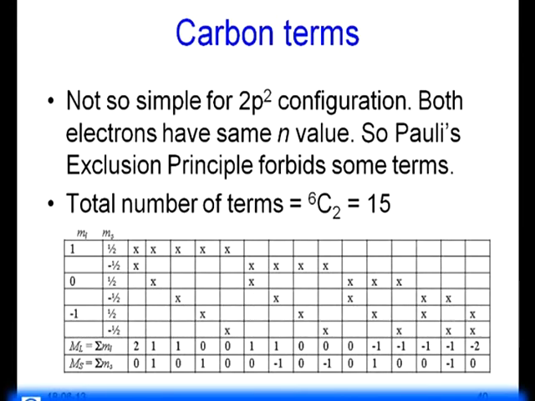The third one is again ML equal to 1, and the second electron has an ML equal to 0, but in this case one has alpha spin and the other one has beta spin.